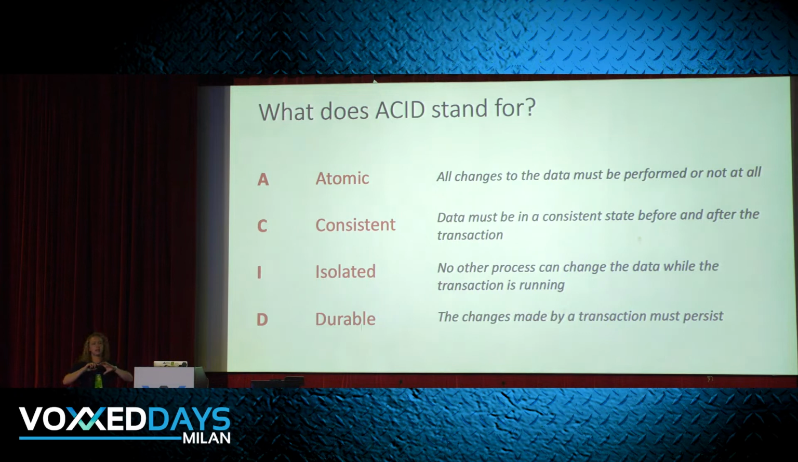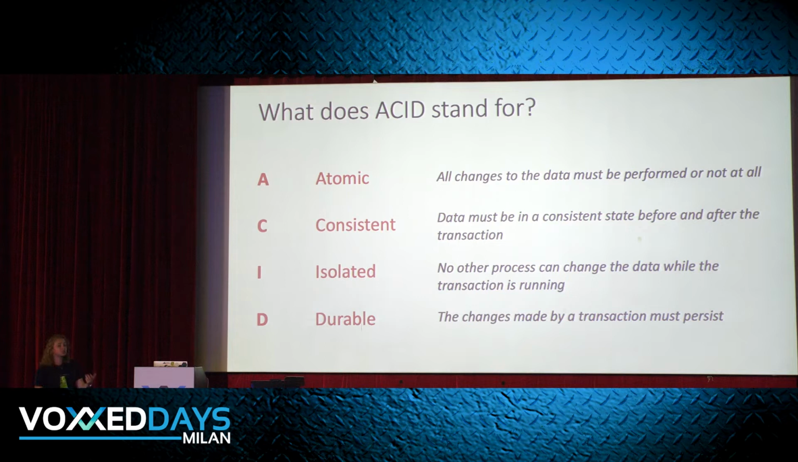Well, this is really a guiding set of principles for transactions. And ACID stands for the following words. So we've got atomic, consistent, isolated, and durable. What do these mean? Well, atomic is really where we're talking about either all the changes to the data get made or none at all. That is literally one or the other, nothing in between.